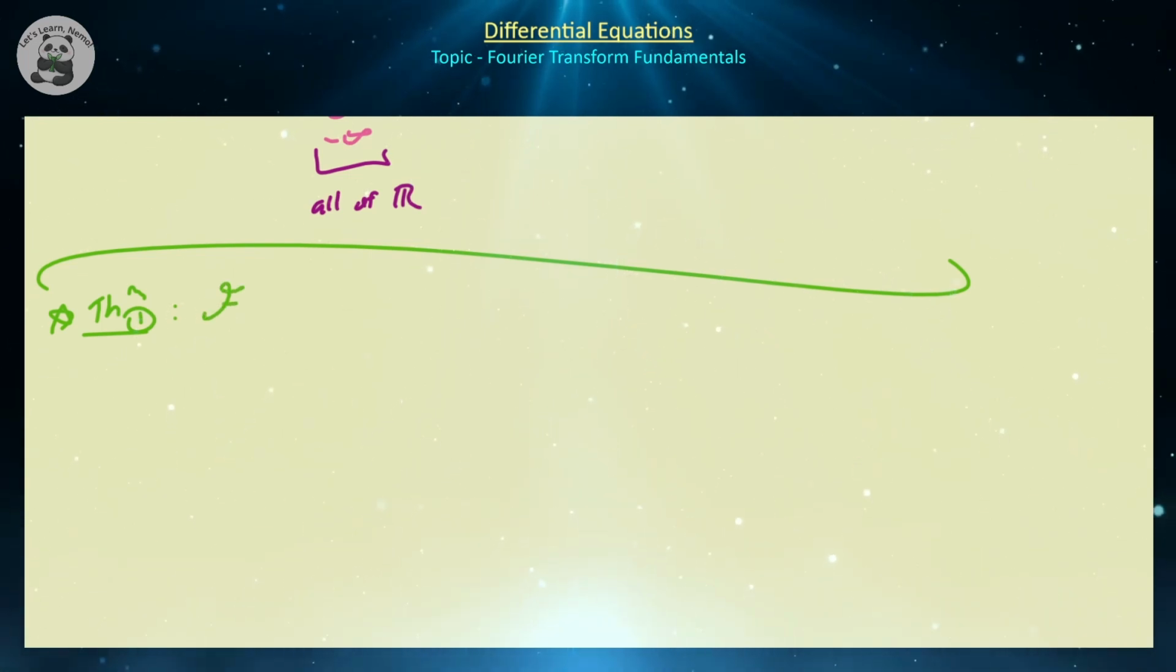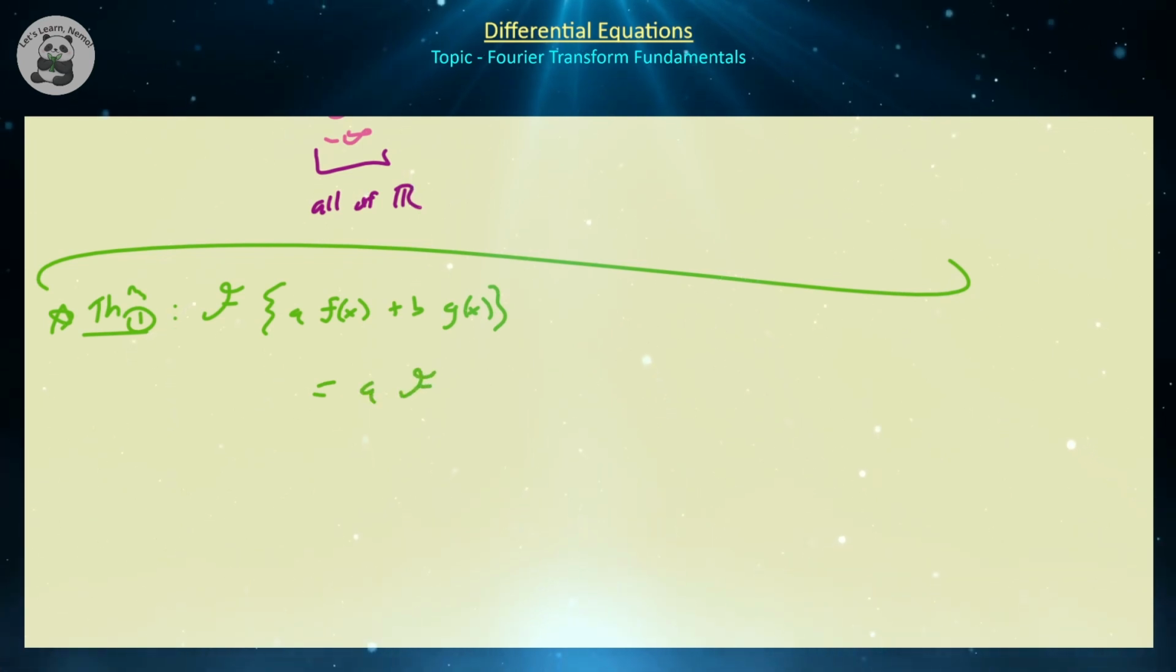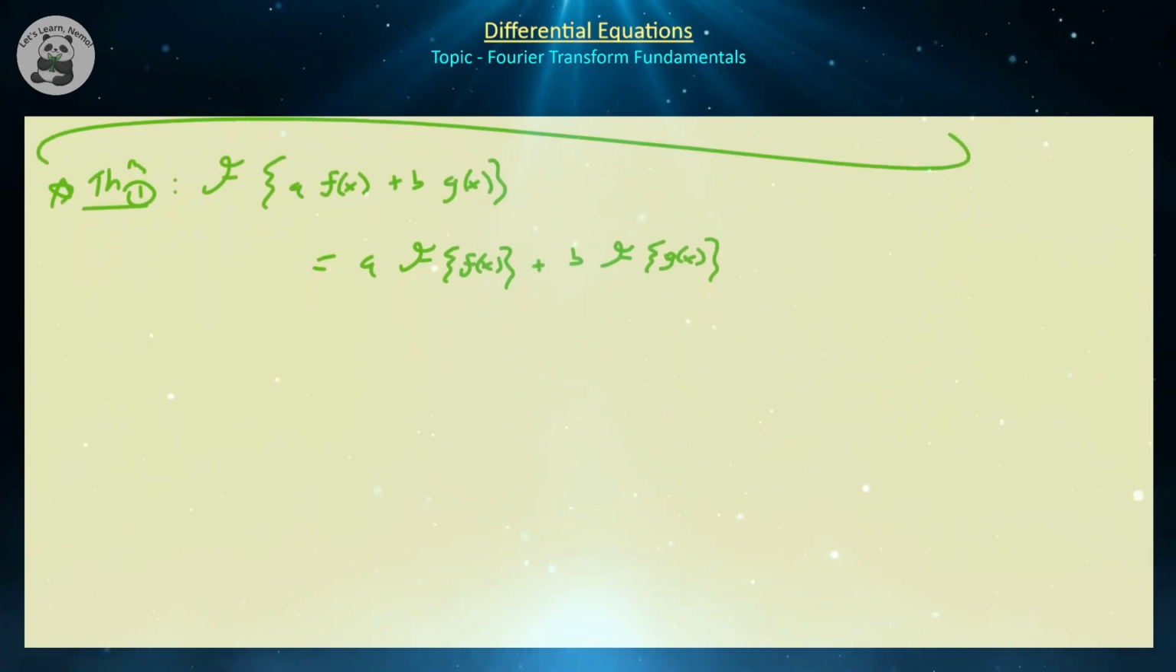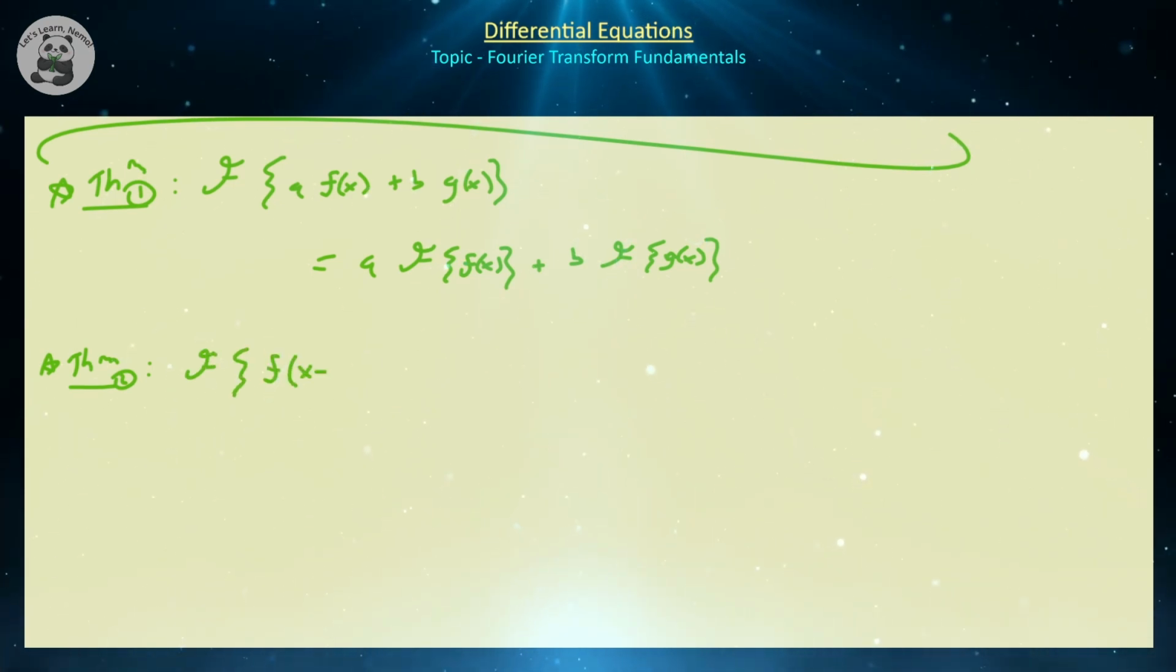Indeed they are. In particular, the Fourier transform of a f of x plus b g of x will be equal to a times the Fourier transform of f of x plus b times the Fourier transform of g of x. And the proof of that is actually quite easy if you just use the linear property of integrals. Another theorem that I want to mention is sort of like a scaling property for Fourier transforms. So in particular, what is the Fourier transform of a horizontal shift of a function in its normal spatial domain?